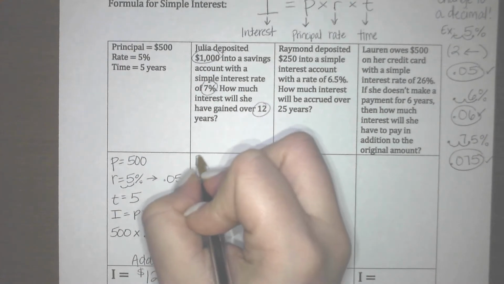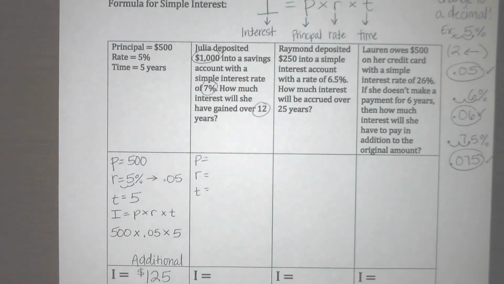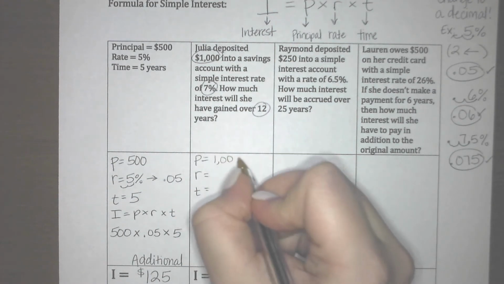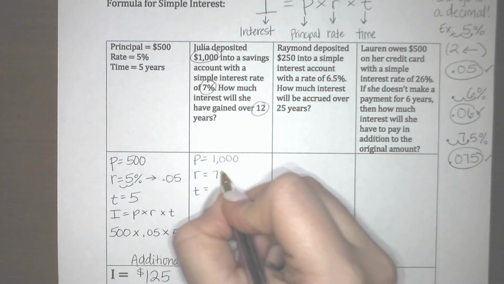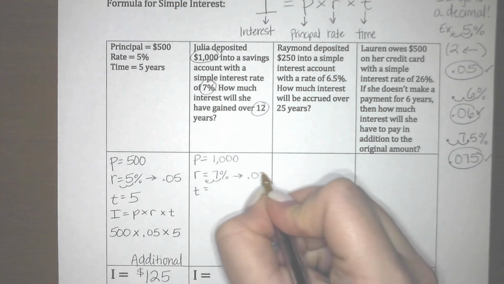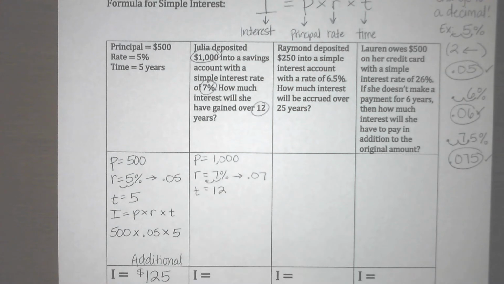So I want to figure out what's my P, what's my R, and what's my T. So my original amount that she deposited is $1,000. So that's your P, your principal. My rate is 7%. But remember, that needs to become a decimal, so that would be 0.07. And my time is 12 years, so 12.